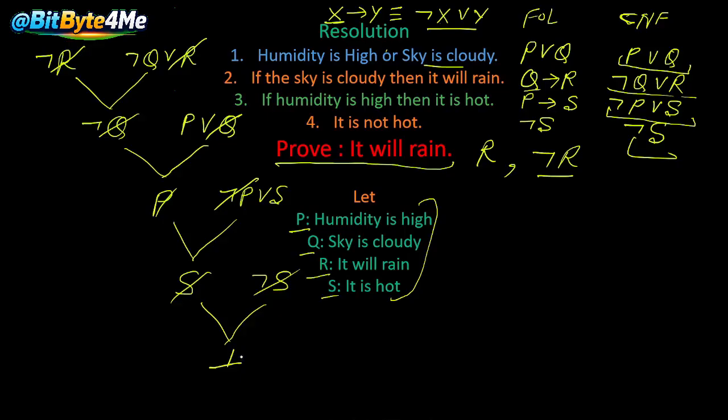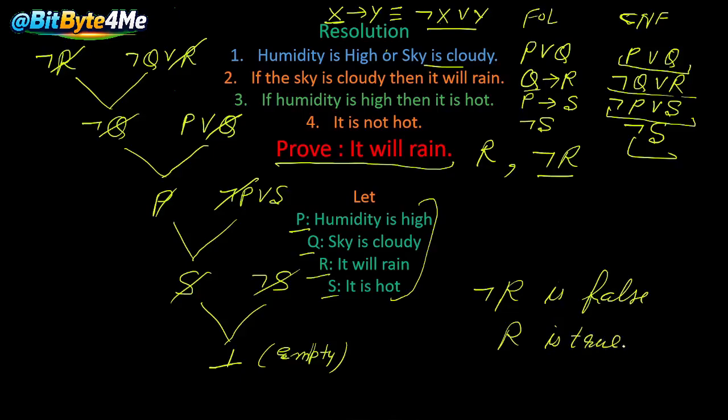So we are empty. We have nothing left from this. So this proves that not R is false. Not R is false, it means R is true. It means it will rain. R true means it will rain. This is what we had to prove. So this is the process of proving by resolution.